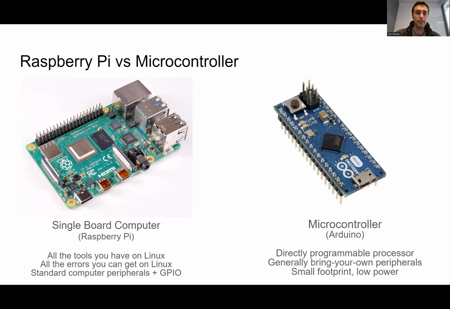The other nice thing is you get the standard computer peripherals. So Raspberry Pi, of course, has USB and network connections and an HDMI port, and you get GPIO, which is general purpose input output. And so that is really nice because Raspberry Pi still can actuate things. It's not a bad choice for a lot of automation solutions.